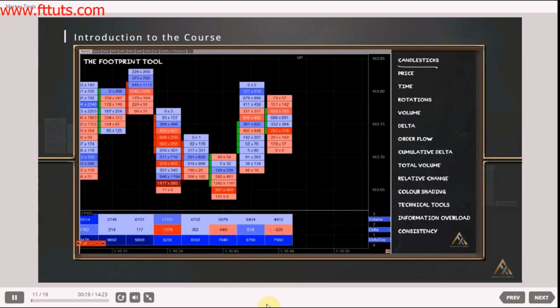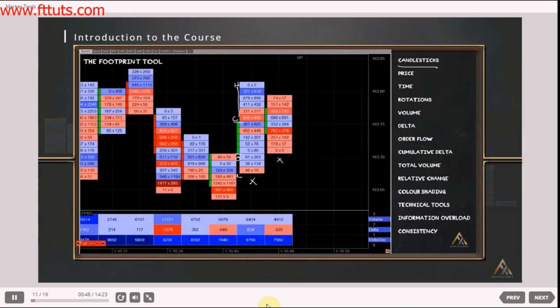Within each one of these rotations, I've included a traditional candlestick on the left side. The reason is I want to drive home the differences between looking at just traditional candlesticks versus incorporating the footprint tool. What we can see straight away with the candlesticks is the traditional open and close, and obviously the high and the low.